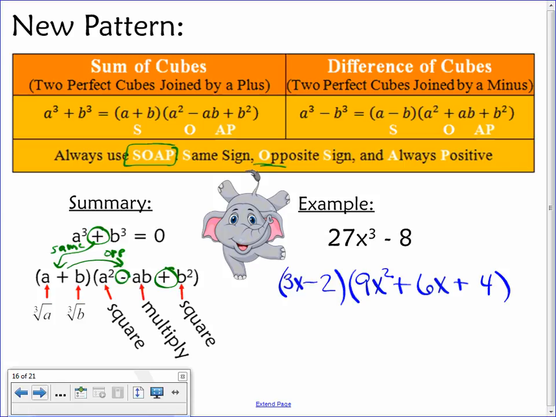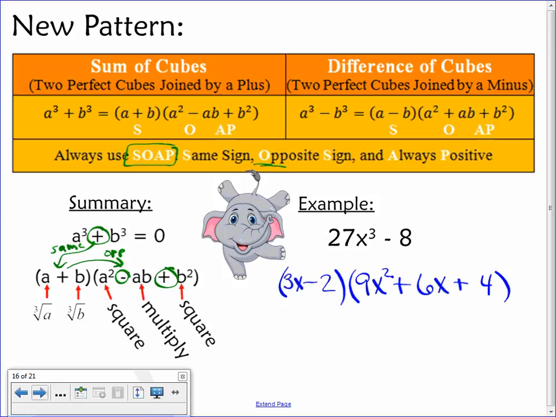That's what I just said. I didn't even look at my signs because I already filled them in by using SOAP. Yeah, that's why I filled my signs in first. That way I don't mess that up. We'll have to solve, but we'll get there in a minute. I just want to make sure we're okay with the factoring process.